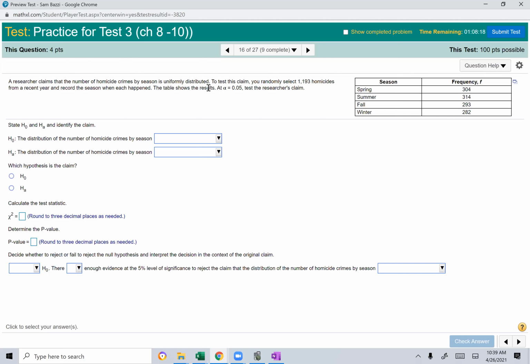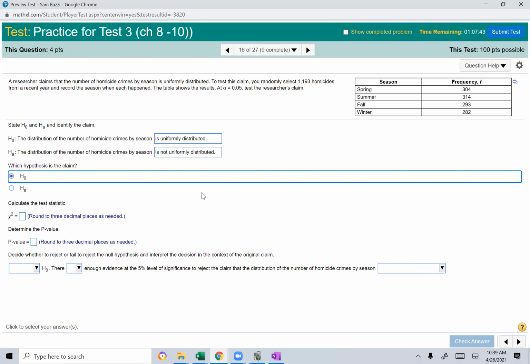To test this claim, you randomly select 1,193 homicides from a recent year and record the season when each happened. The table shows the results at alpha equals 5%. Test the claim. So the claim is uniformly distributed, so they're the same. That is H0, and H1 is always not equal. So it is not uniformly distributed. That's H0 and that's HA. Which hypothesis is the claim? It's H0, because they claim they are uniformly distributed.